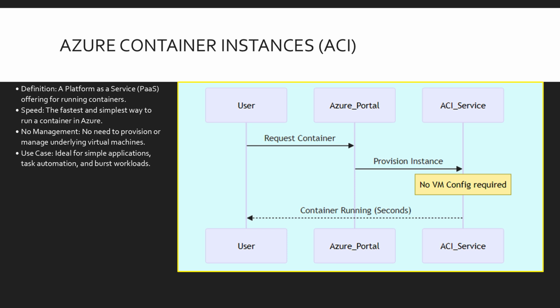This sequence diagram illustrates the simplicity of ACI. The user initiates a request through the Azure portal. The request goes directly to the ACI service, which provisions the instance. The critical note here is no VM config required. The system bypasses infrastructure setup entirely, returning a running container to the user in seconds. This visualizes the serverless nature of ACI.